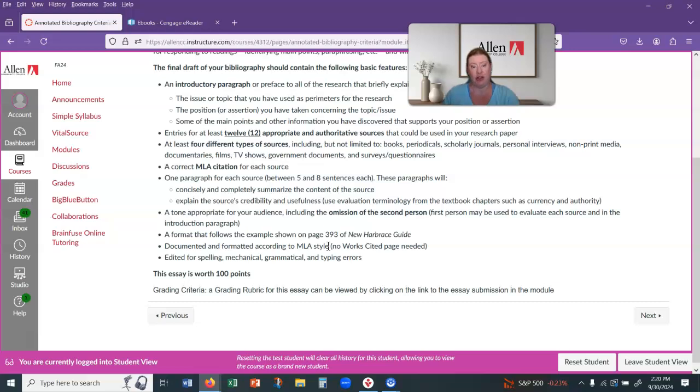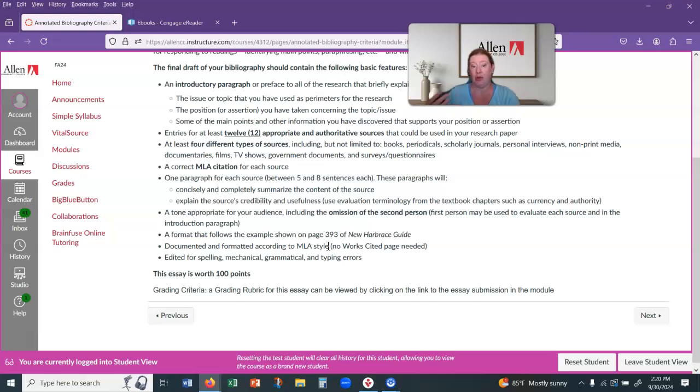Each annotation, so you have 12 sources and each source gets one annotation. The annotation is the works cited entry, so this will be an MLA style works cited entry, and then underneath it will be one paragraph where you write a summary and evaluation of the source.